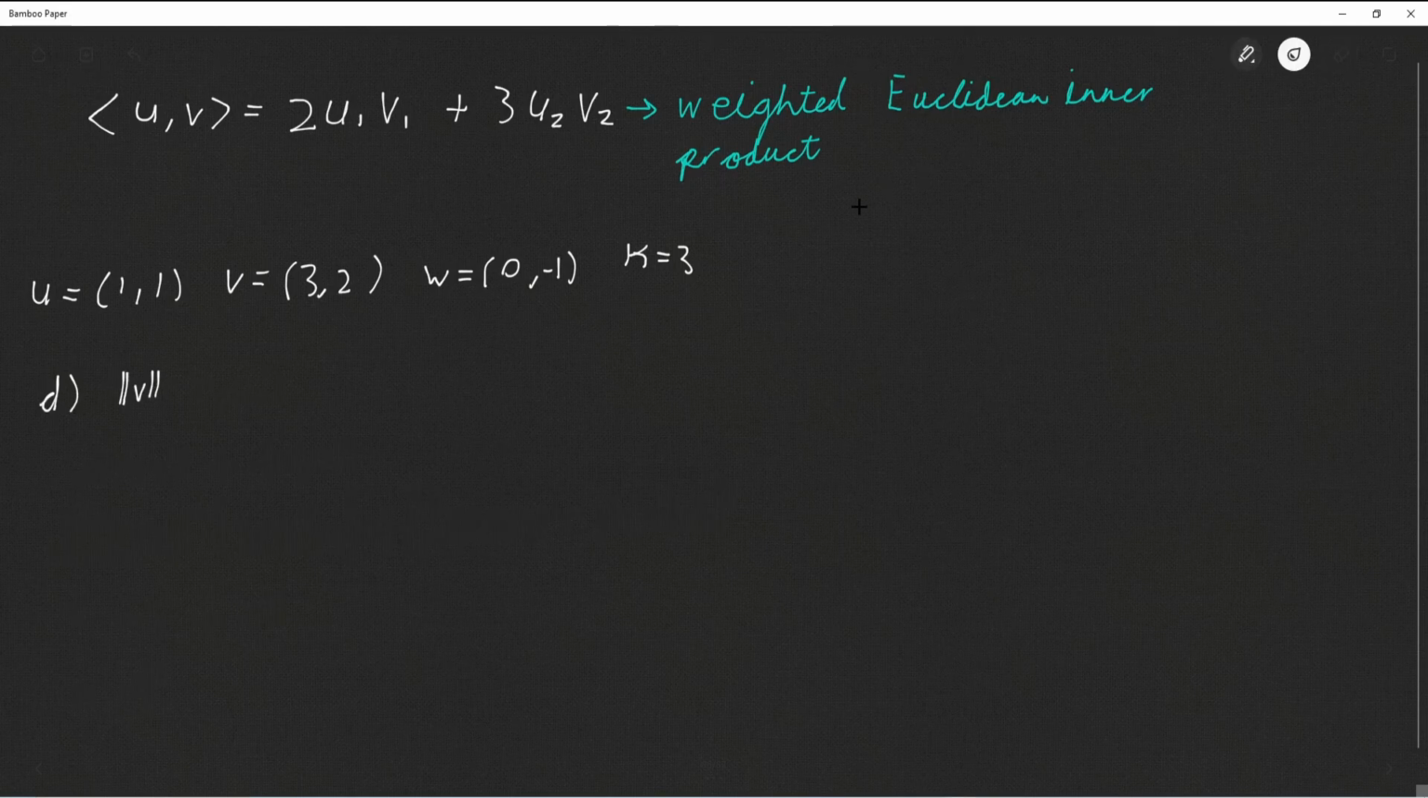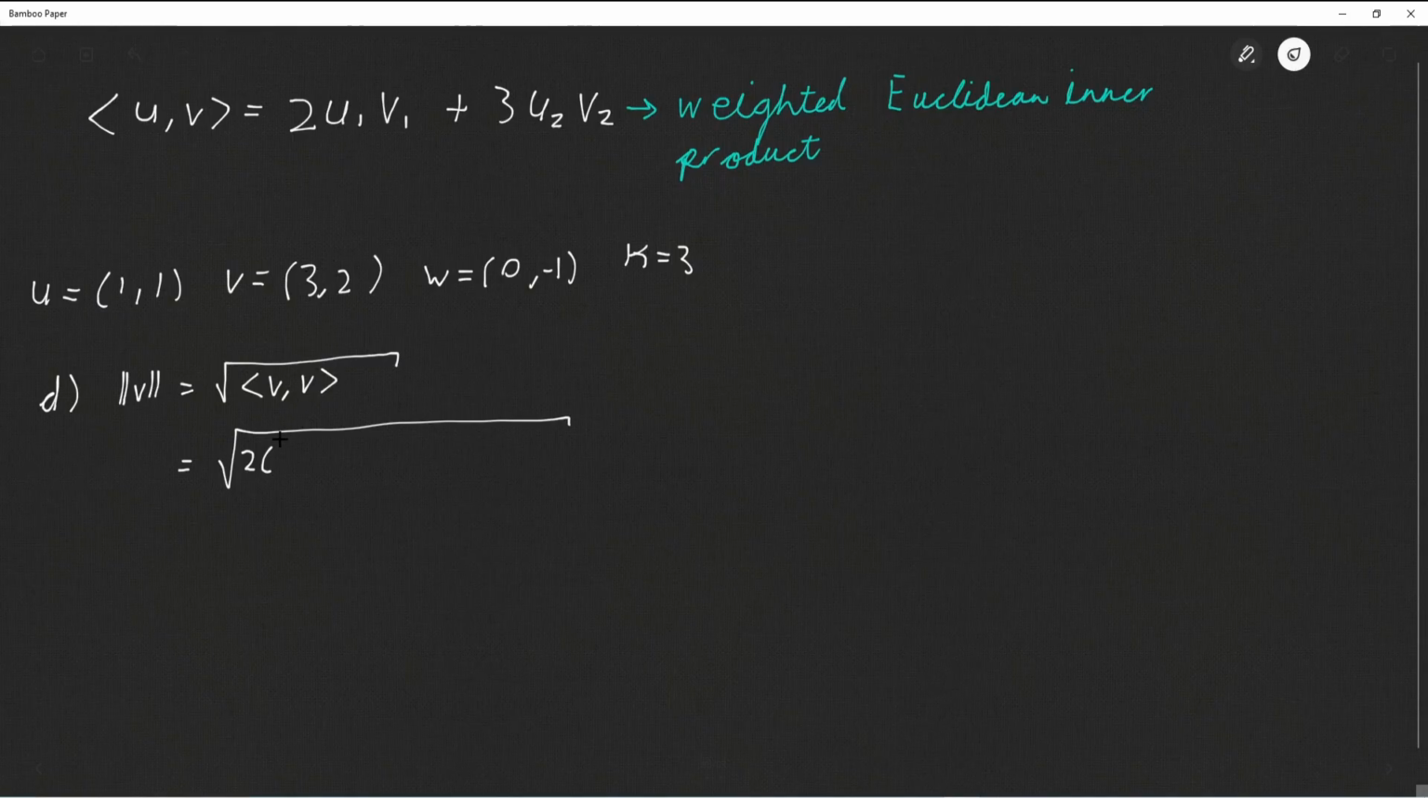So now for part D, we want to find the magnitude of v, which, if you remember from the first page, is equal to the square root of the inner product of v with itself. For taking an inner product of something with itself, it's the same rules as before. So we're going to have a square root, and we're just going to follow the same steps.